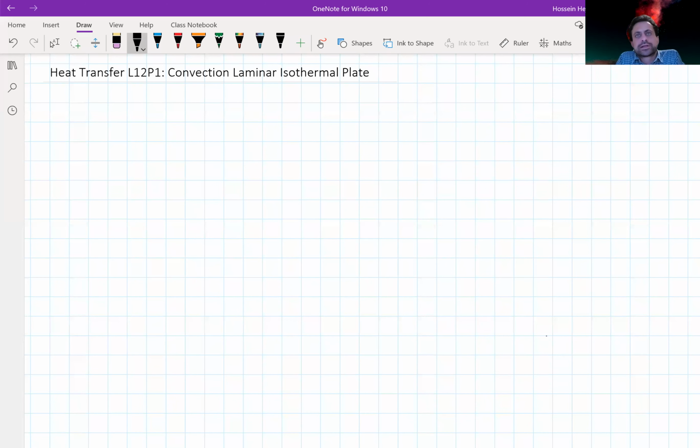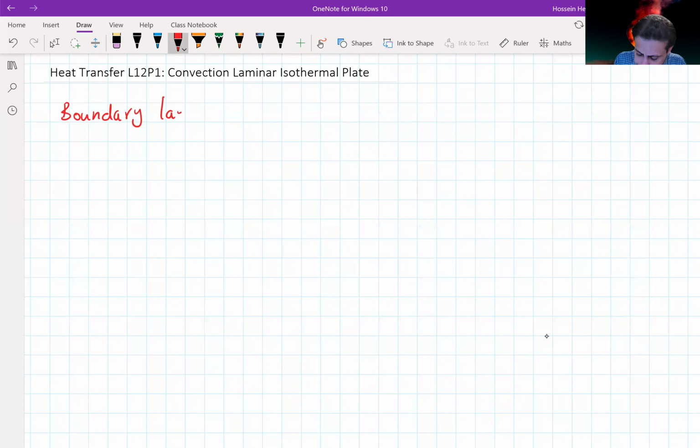Previously, we looked at the velocity and thermal boundary layer over a flat plate. Here in this lecture, we will look at the formula to estimate convective heat transfer coefficient for laminar and turbulent flow.